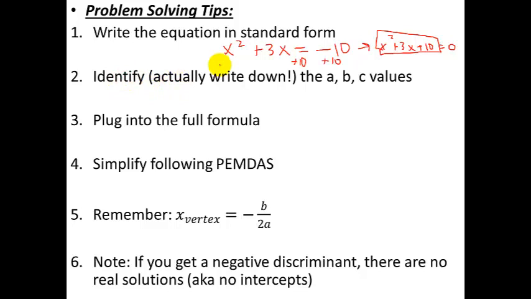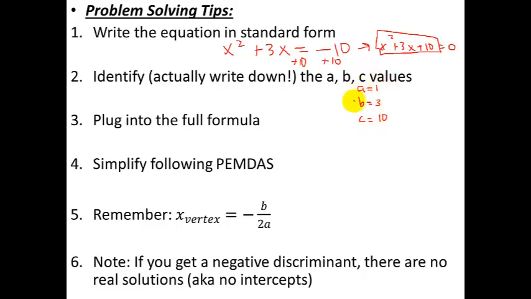Second thing you should do once you write it in standard form is identify the a value, the b value, and the c value. And by identify, I mean you actually write it down. So for this one, if we're carrying through our example, we write a equals 1, b equals 3, and c equals 10. This is part of showing your work.